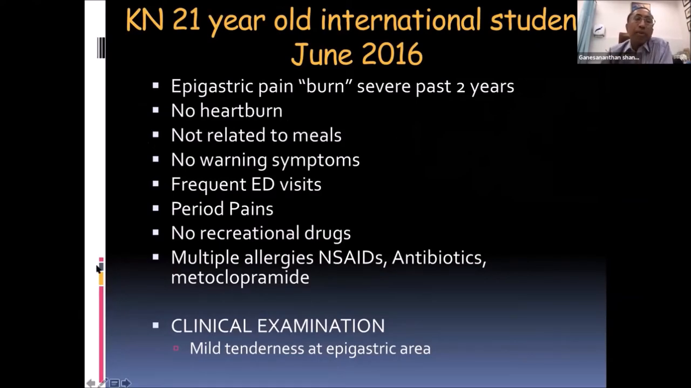The case I'm going to describe will be a 21-year-old lady who's an international student, seen in June 2016. She complained of epigastric pain and burn for the past 2 years. There was no heartburn, but in the epigastric area. Not related to meals, no warning symptoms, frequent ED visits because of epigastric pain. She gets a lot of period pains, no recreational drugs. We're going to ask this in all students nowadays, especially about cannabis. Multiple allergies, including NSAIDs, antibiotics and metoclopramide. Clinical examination was essentially unremarkable except mild tenderness in the epigastric area.